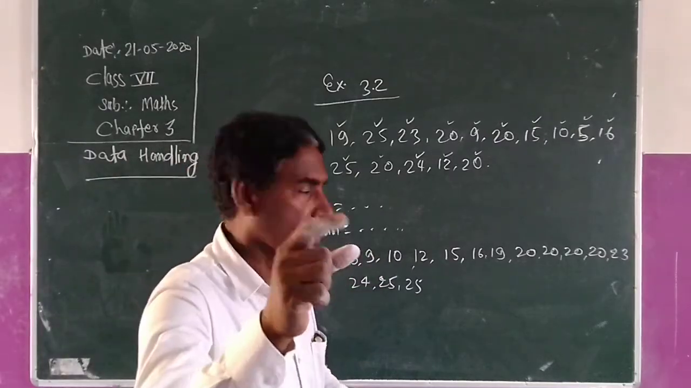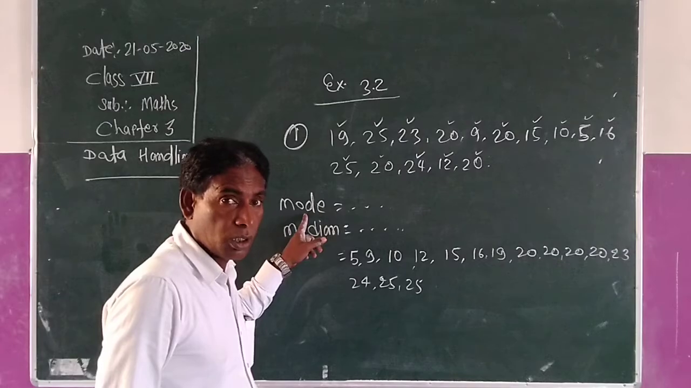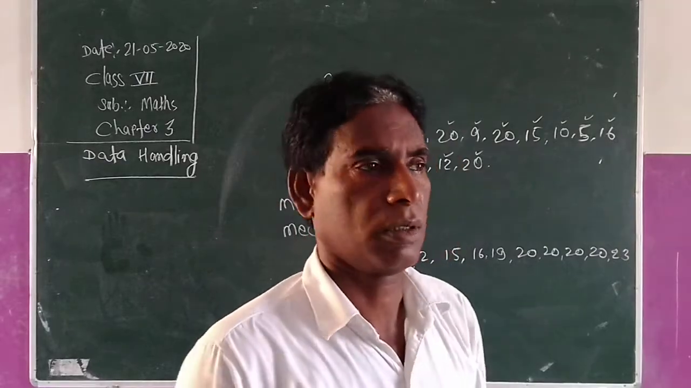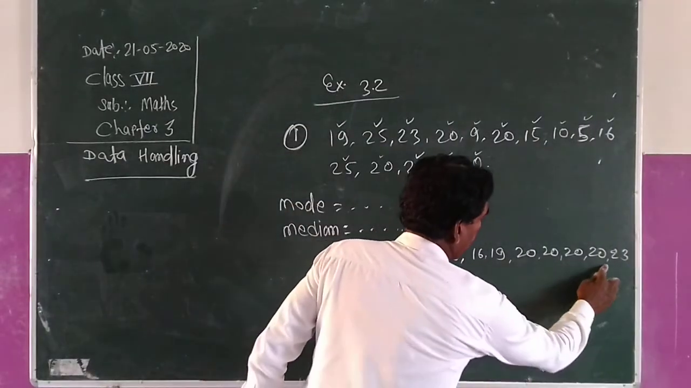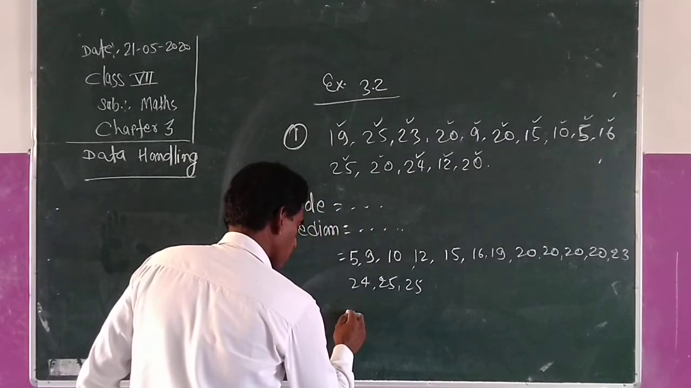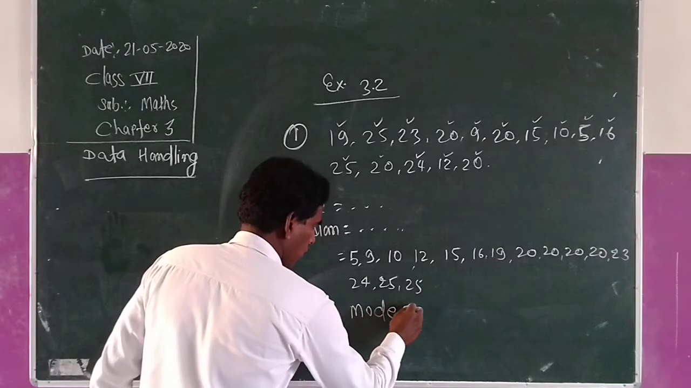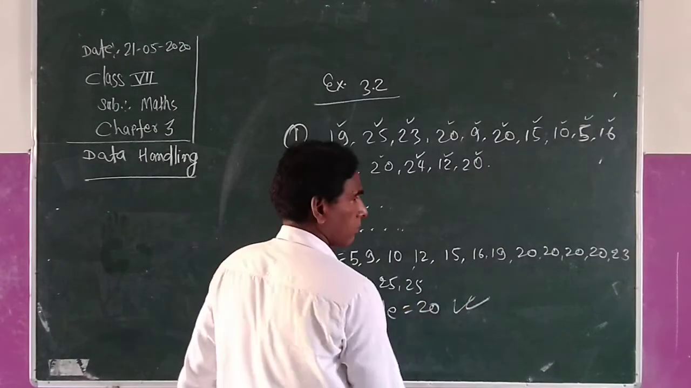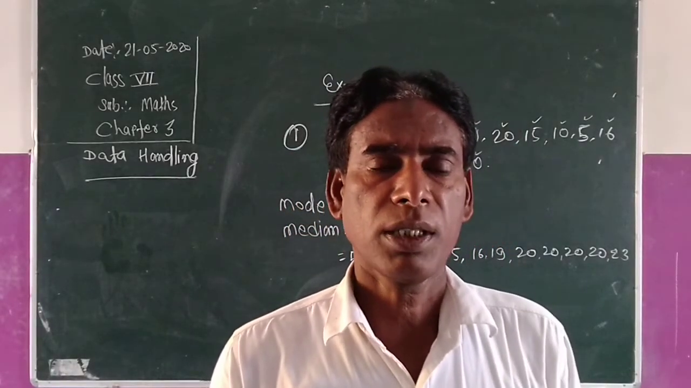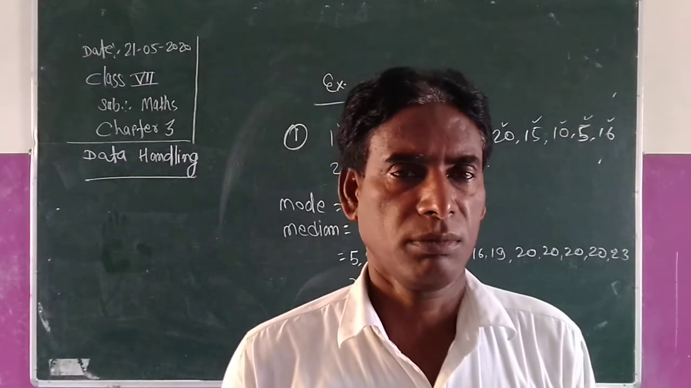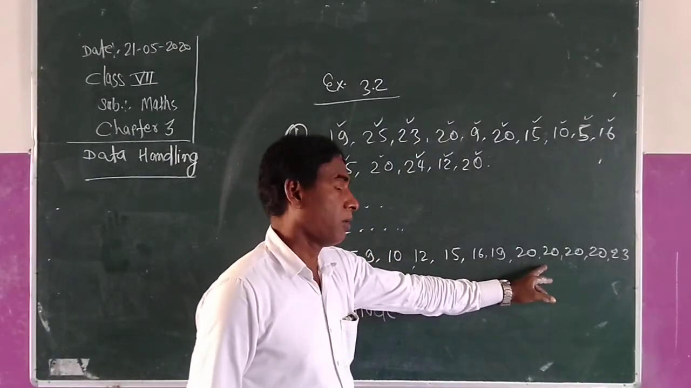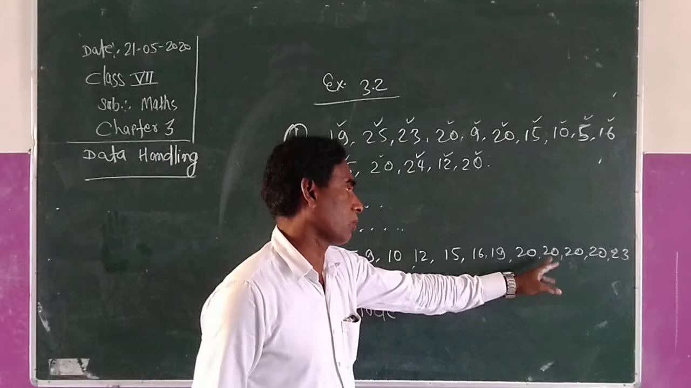Now the last point. According to the definition of mode, you will find which number has come the most times. Here we see that 20 has come 4 times. Therefore, mode is equal to 20. Why is 20 the mode? We know that the number which occurs most often in the given data is the mode. Here 20 occurs 4 times. Therefore, mode is equal to 20.